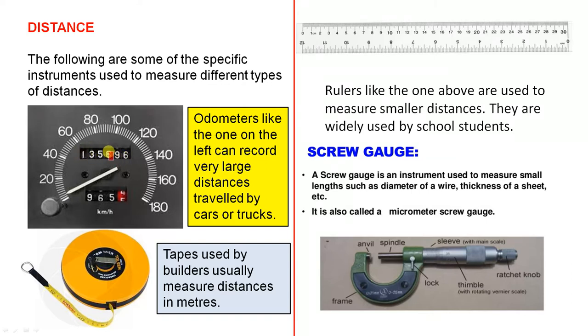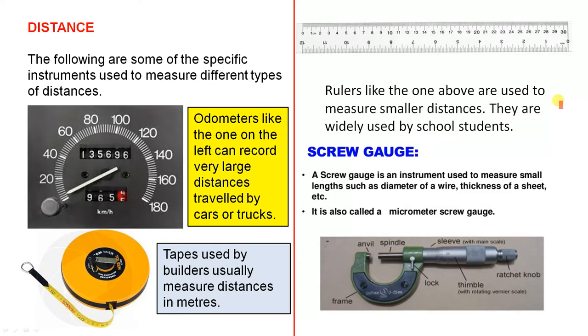And over here, that'll tell you the total distance that's been travelled by the vehicle, that one there. And it's usually thousands or many thousands of kilometres. Tapes used by builders usually measure distances in metres. So this tape here, for example, or similar tapes, can measure distances, say, up to 30, 40 or 50 metres.